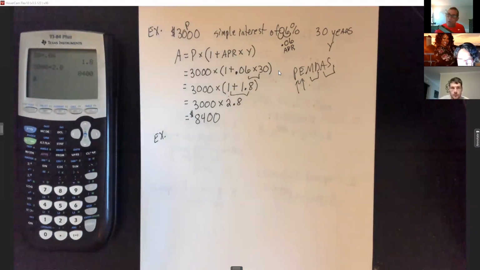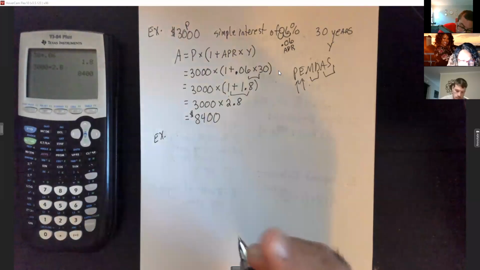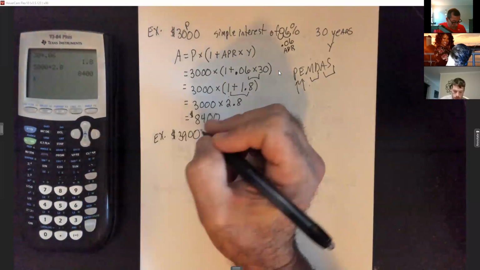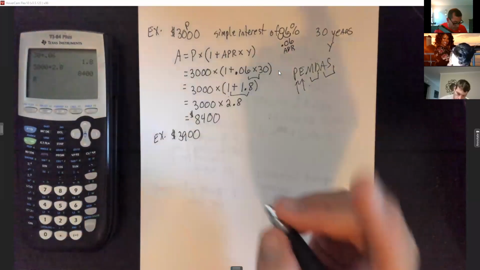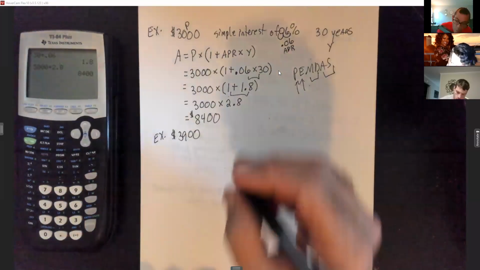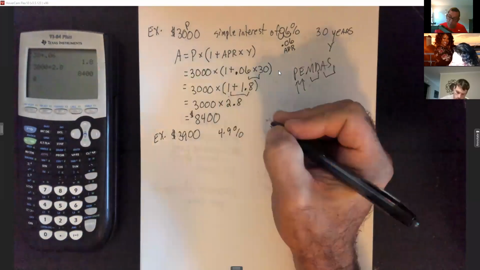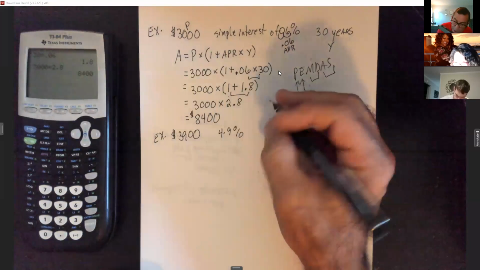So this time we're going to invest $3,900 in an account with an annual interest of 4.9%, and we're going to do that for 10 years.